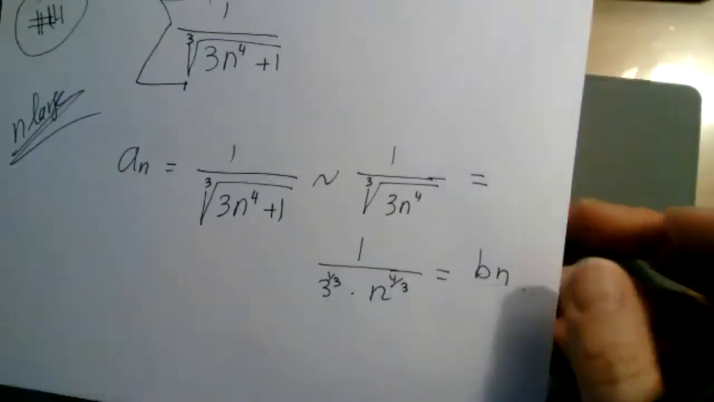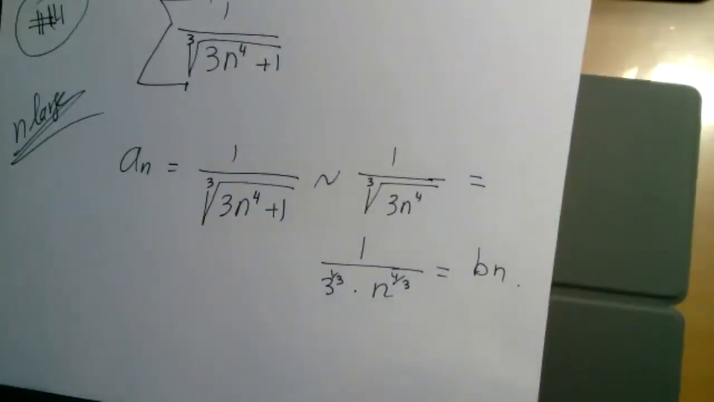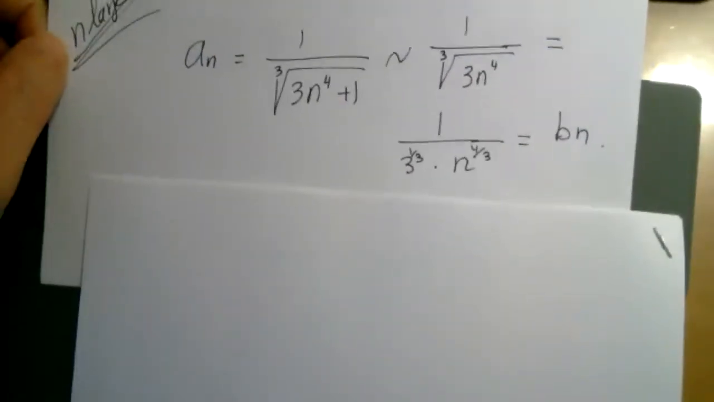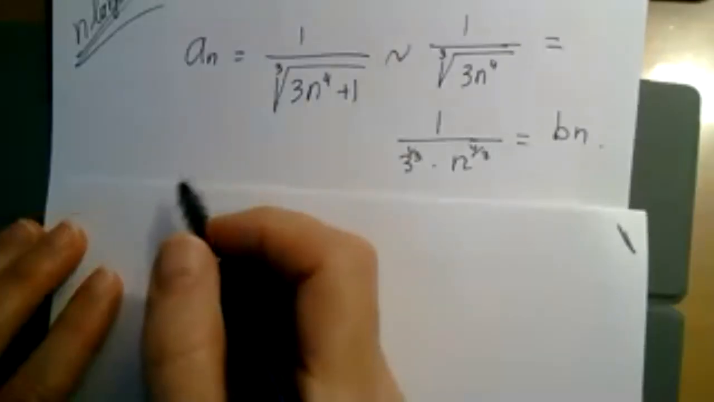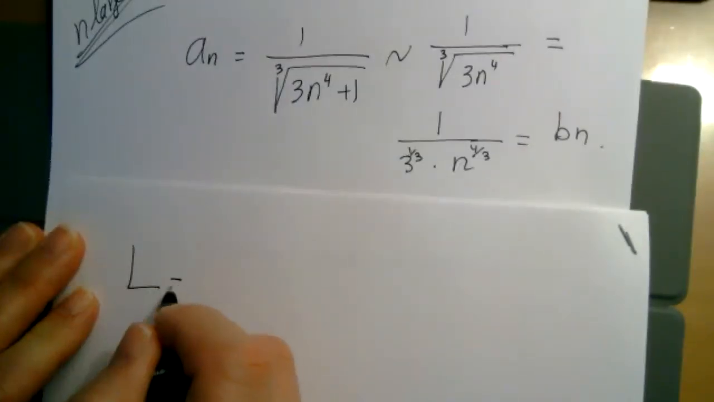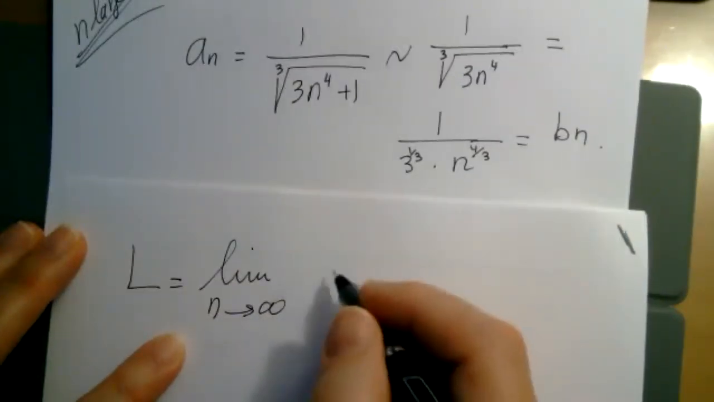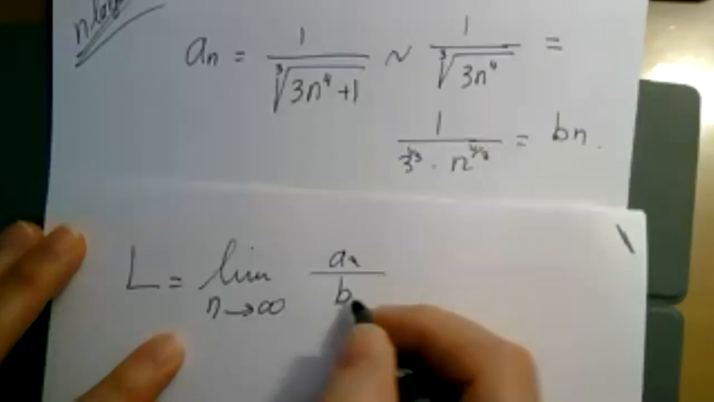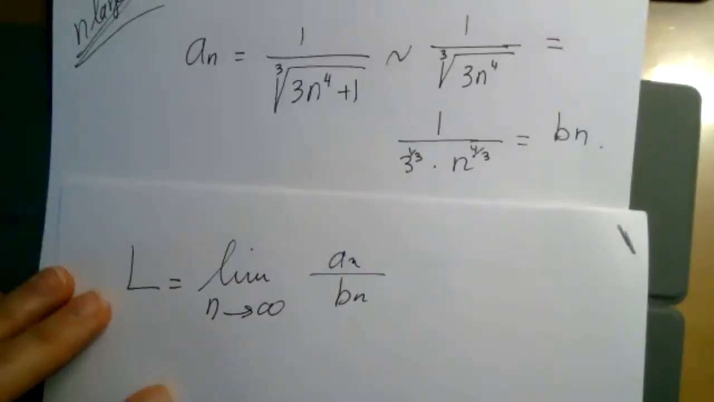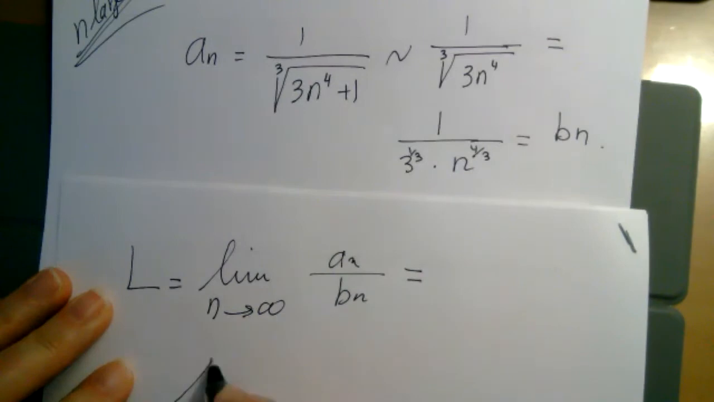So this is my Bn. And then I'm going to compute the ratio and then proceed. So I always compute the ratio. I always want to make sure I'm not goofing in my choice. So let us take my L. That's the limit as n tends to infinity of an over bn.